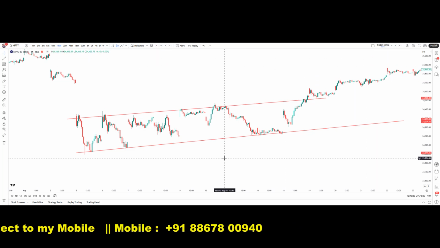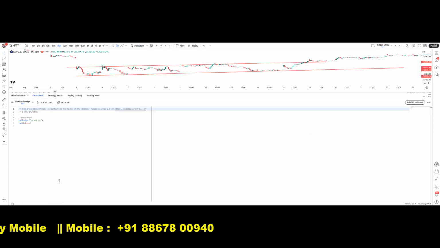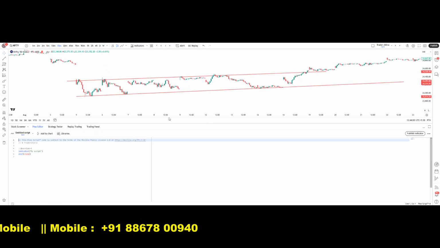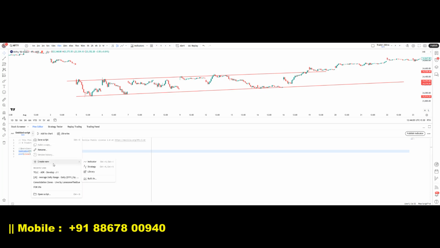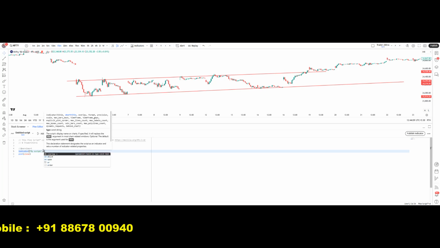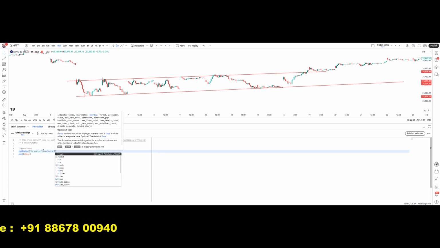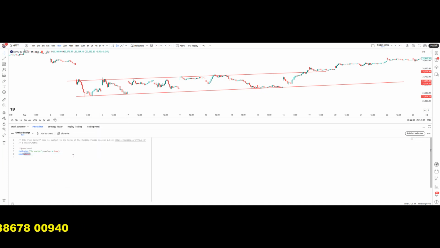So now, in the same chart, I will show you how to write the Pine script to plot the line chart. We'll go to the Pine editor and I will show you how to write the code to plot the line chart. The same code I will post in the description box below. You can copy and paste it into TradingView.